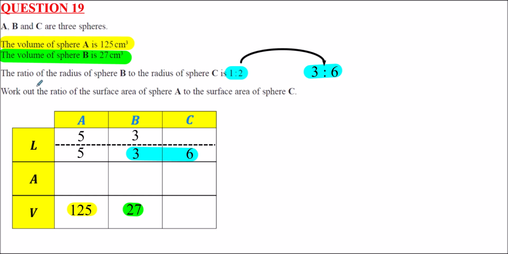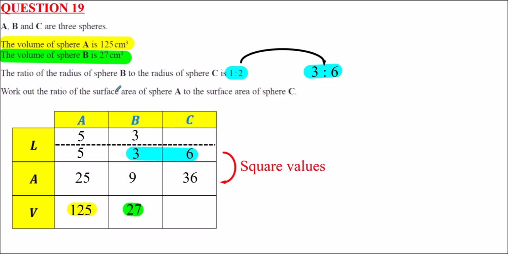But the question isn't asking us for linear ratios, it's asking us for the area ratio of the surface area of A and the surface area of C. So we've got here for A and C, 5 and 6. To go from the linear ratio to the area ratio, we need to square these values in the linear ratios. So if we square these values, 5 squared becomes 25, 3 squared becomes 9, 6 squared becomes 36, like so.